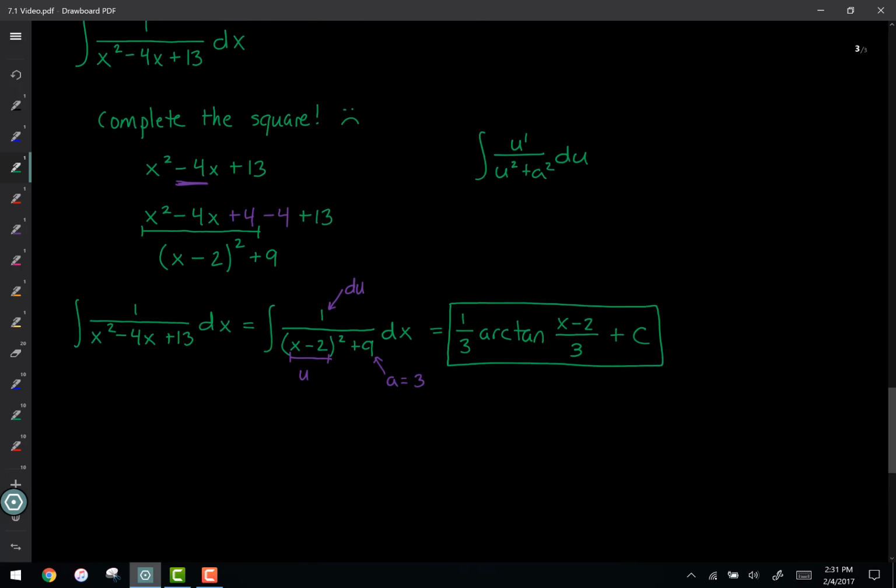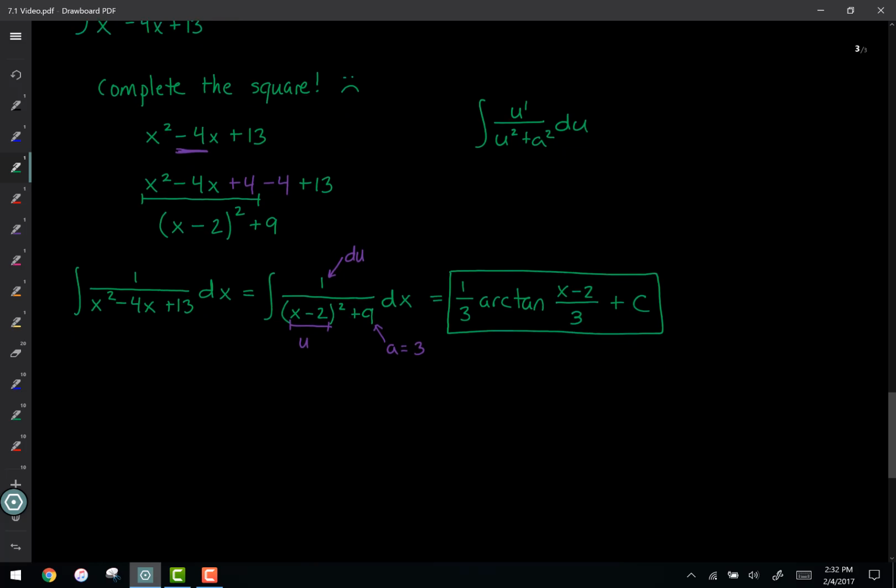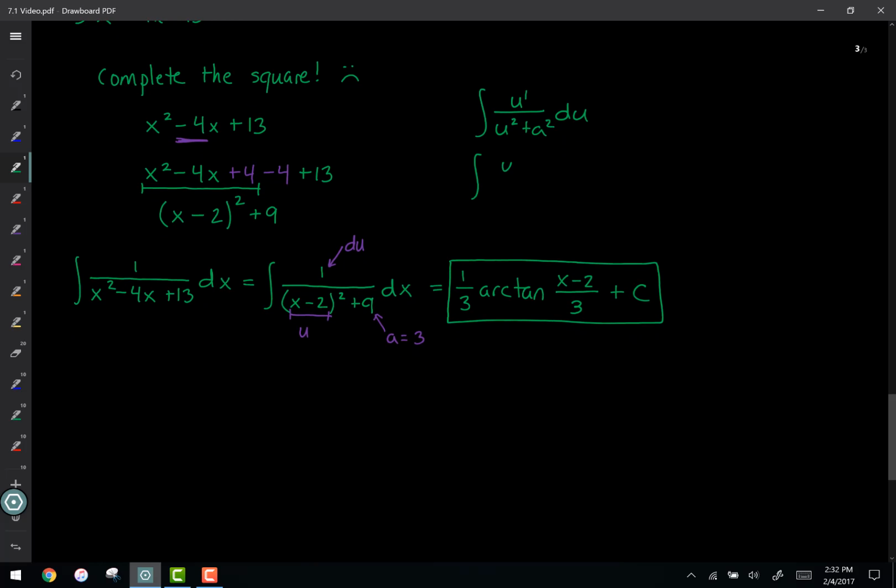Okay, so there you go. Another arctangent. We could have had this set up where maybe this was a square root, and after you complete the square you can get a guy like this, which is an arcsine of u over a plus c.